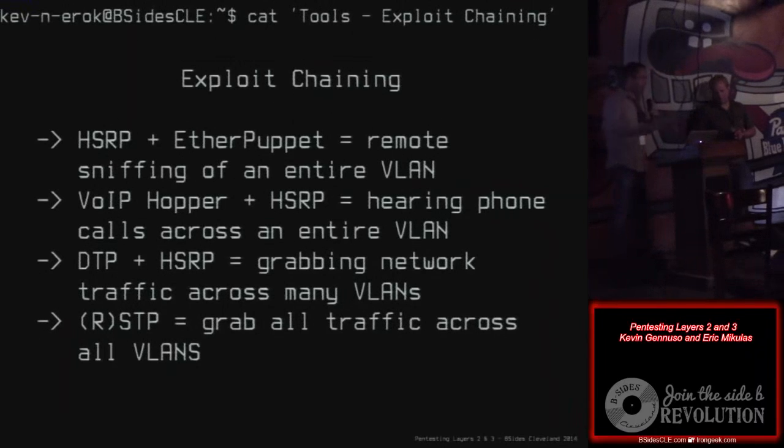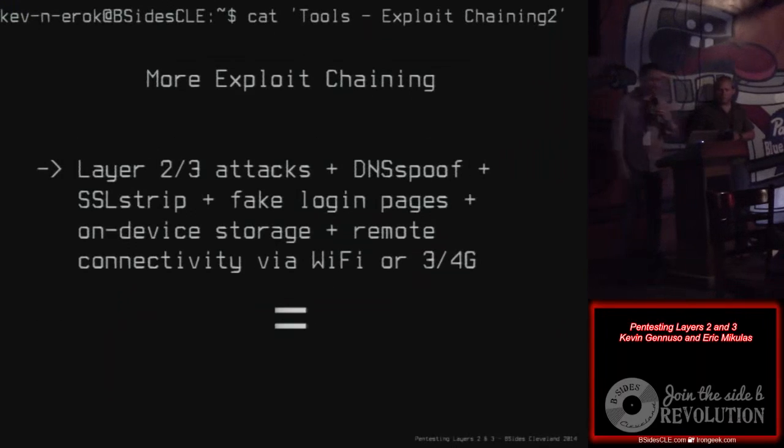If I do VoIP Hopper and combine that with the HSRP attack, well, that means I'm hearing phone calls across an entire VLAN remotely. Pretty good stuff, right? If I do the DTP attack plus the HSRP attack, I can grab network traffic across many VLANs. And if I do a spanning tree attack, that could potentially lead to grabbing all traffic across all VLANs. So pretty wild stuff in such a small package.